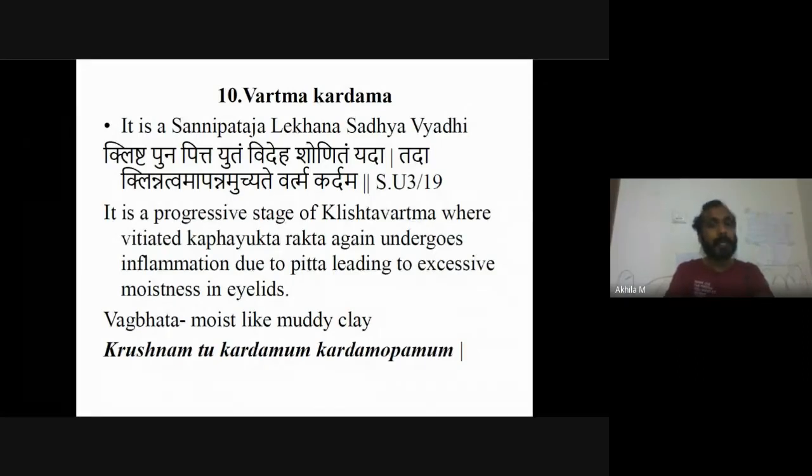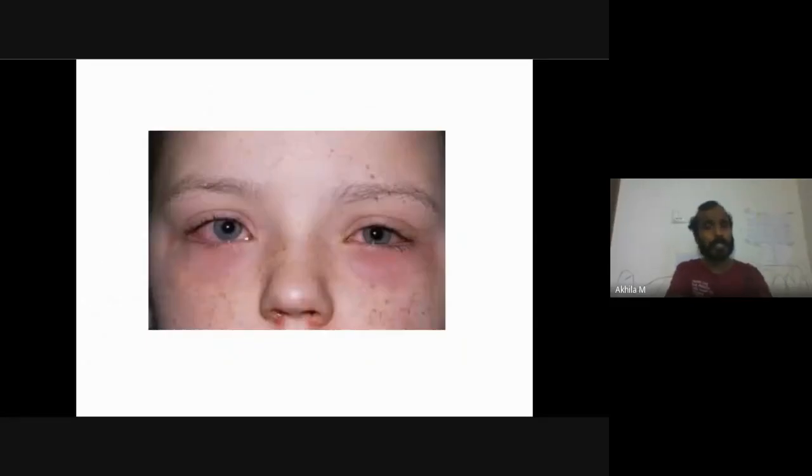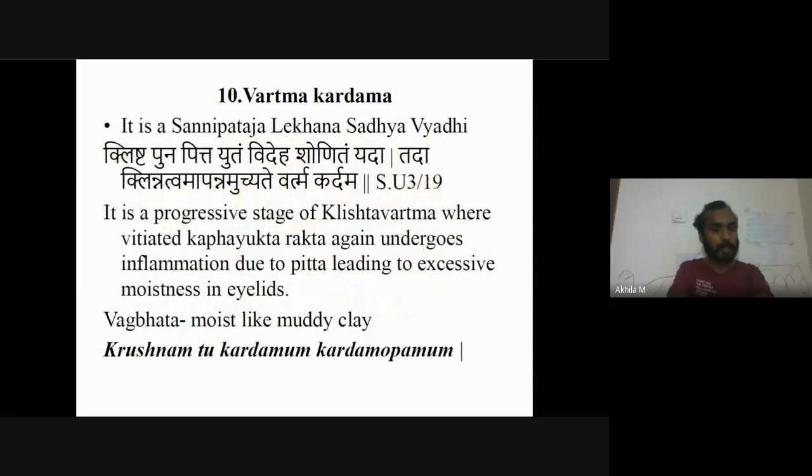Krishnam tu kardamam kardamopamam. This type of swelling is called Varma Kardama. Sushruta Acharya also described Varma Kardama as a Sannipataja Lekhana Sadhya Vyadhi. According to Sushruta Acharya, it is a progressive stage of Klishta Varma. When Klishta Varma is not treated properly, it will lead to Varma Kardama. Vishira Kapha Yukta Rakta is causing the Varma Kardama, the inflammation will be aggravated, and Pitta leads to this swelling or condition.